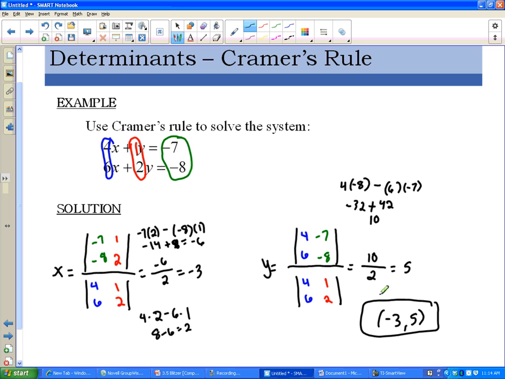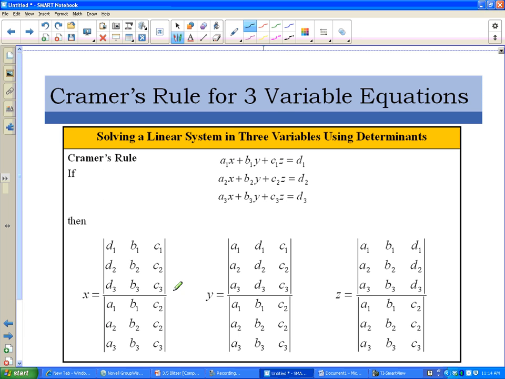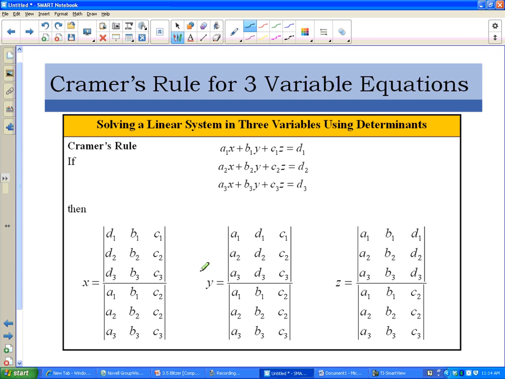Not too bad, eh? That's for a 2 by 2, with 2 variables and 2 equations. Let's look at a 3 by 3, with 3 variables and 3 equations. Okay, so let's look at this highlighted again.